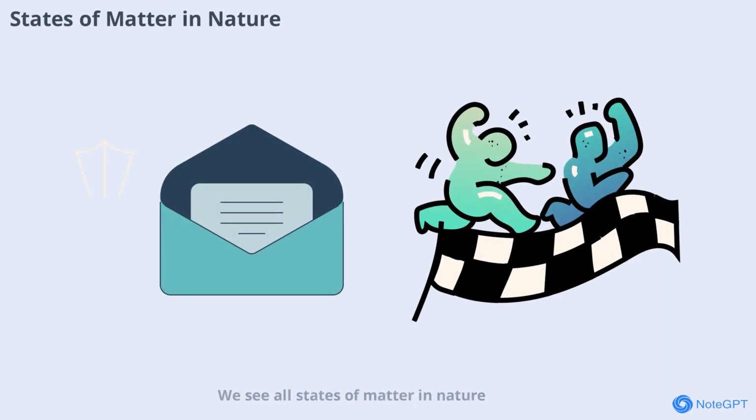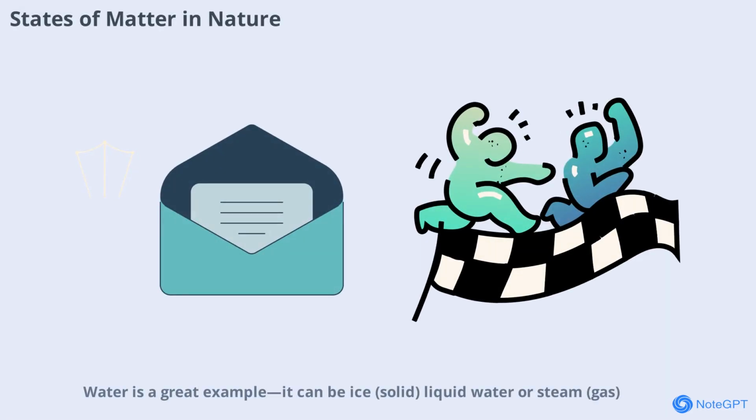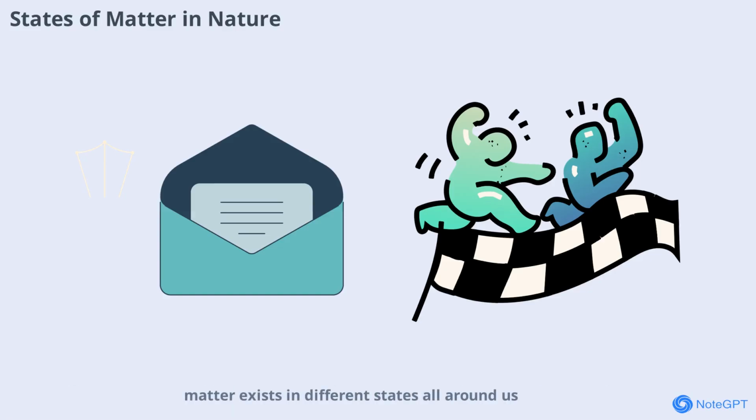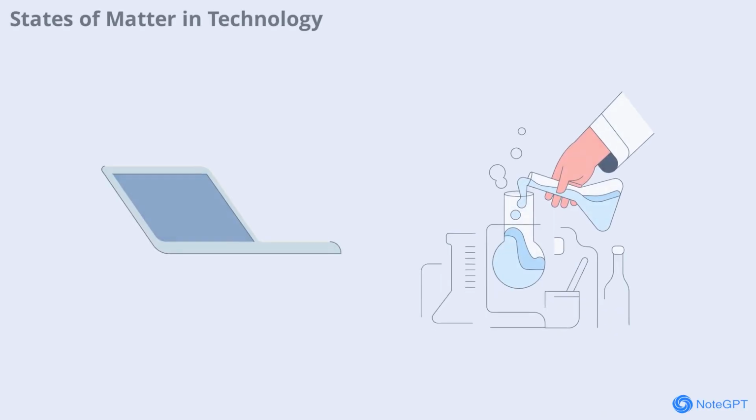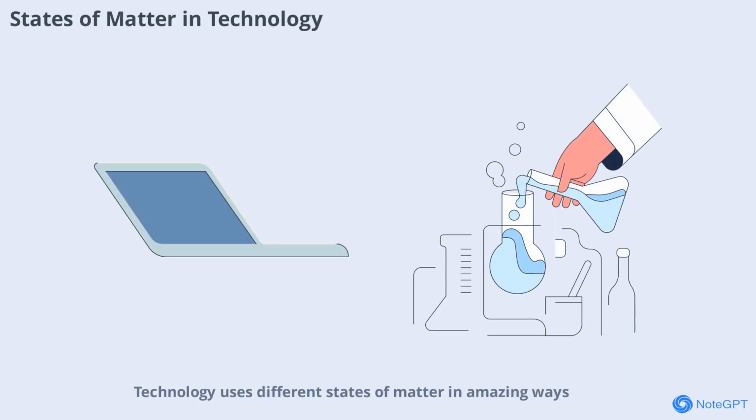We see all states of matter in nature. Water is a great example. It can be ice, a solid; liquid water; or steam, a gas. The sun is plasma. Rocks, rivers, clouds, and even the air we breathe show how matter exists in different states all around us.